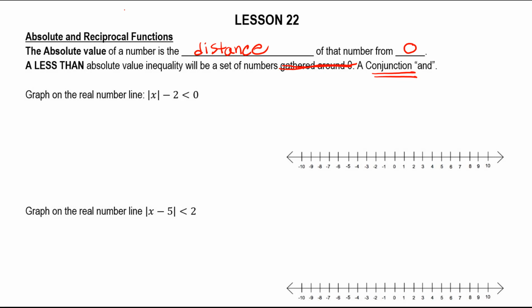All right, so if I want to graph on the real number line the absolute value of x minus 2 is less than 0, first of all, I isolate the absolute value, get it all by itself.